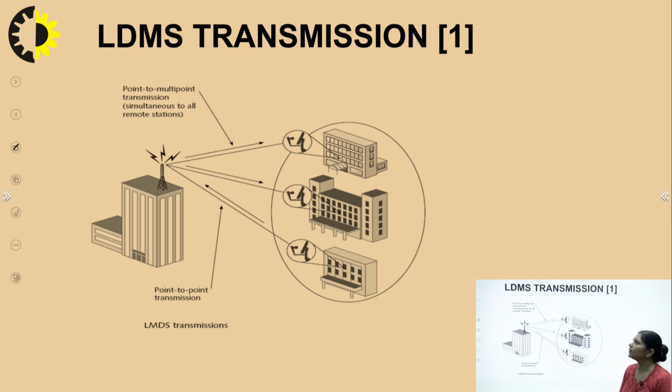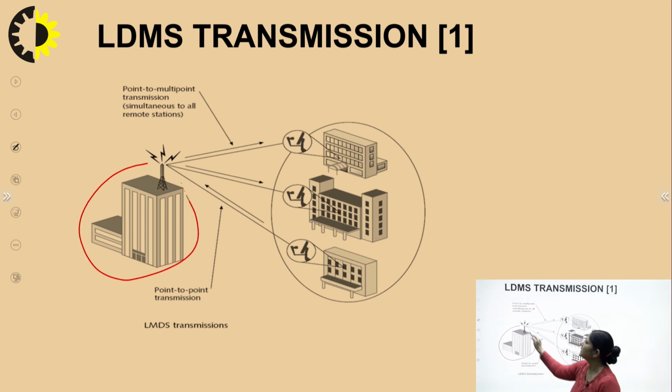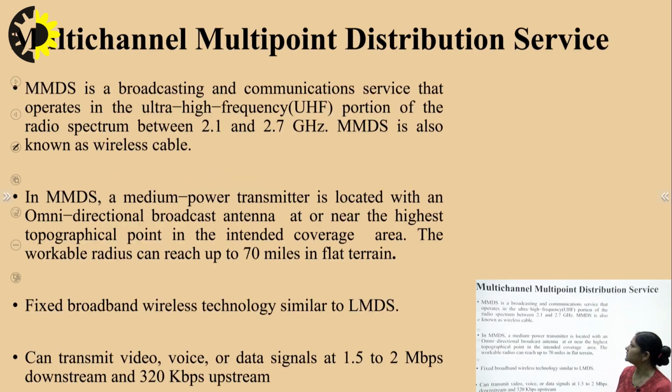Now when we talk about LMDS, local multipoint distribution system, you can see from the name itself, here we are having local multipoint. The point is one, and it is providing transmission to so many users. So this type of point-to-multipoint wireless transmission is called LMDS.